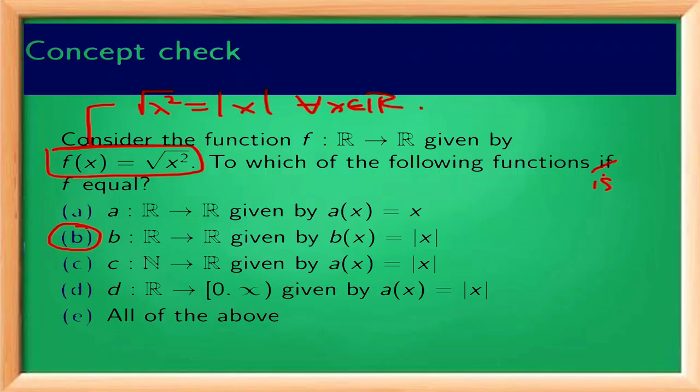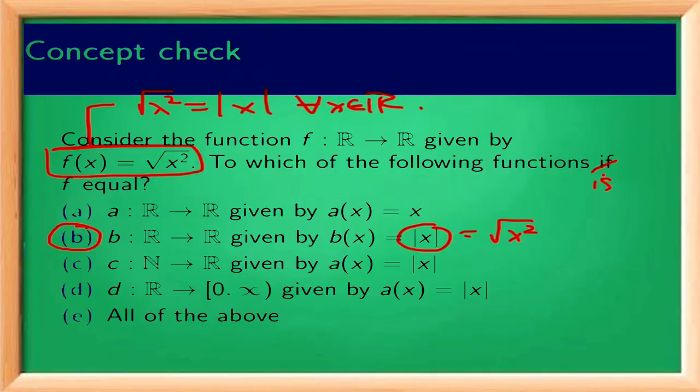So we know that the absolute value function is going to produce the same thing as the square root of x squared for all real numbers x. So those two functions, B and f, have the same domain, have the same codomain, and they produce the same outputs everywhere. Now, why aren't all the other ones true?